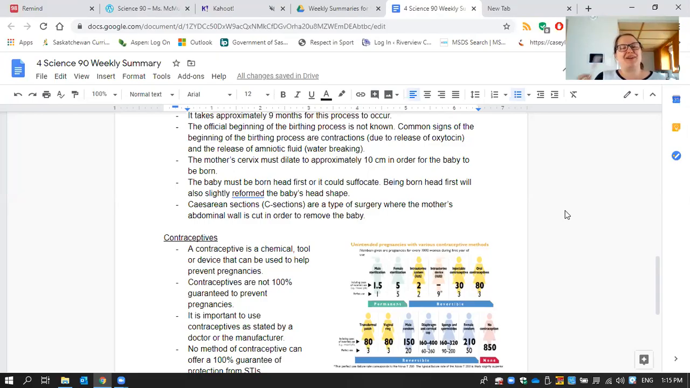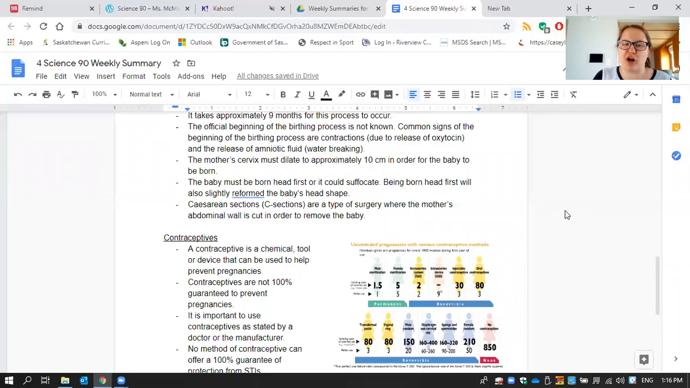All right, so moving on. When the baby's born, it has to come out head first. Part of it is because of the breathing process: the baby needs to be able to take that first breath of air when it is coming out of the womb, or it could suffocate. Also, when it comes out head first, the head itself is slightly reformed, so it might be a little more elongated. That won't necessarily happen if the baby comes out feet first, which is when the baby is called breech.